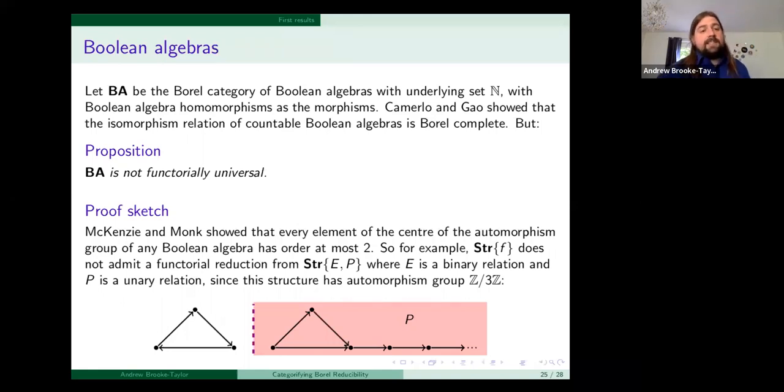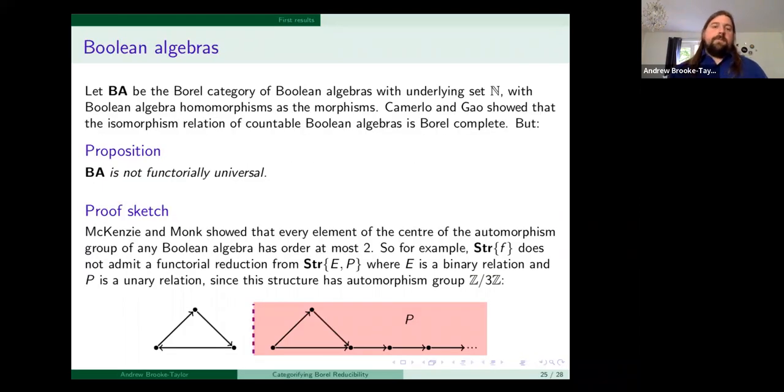So in this case, Mackenzie and Monk showed that every element of the center of the automorphism group of any Boolean algebra has order at most 2. If you unpick that, you realize that a Boolean algebra cannot have automorphism group Z mod 3. So the same example as I used last time shows that Boolean algebras is not functorially universal.